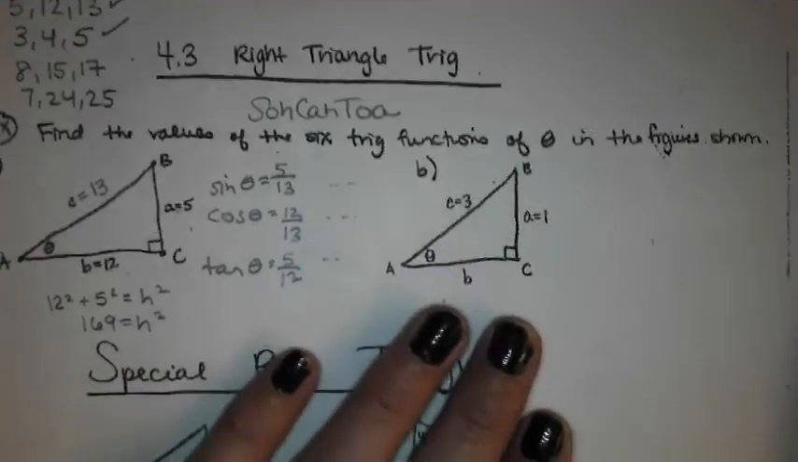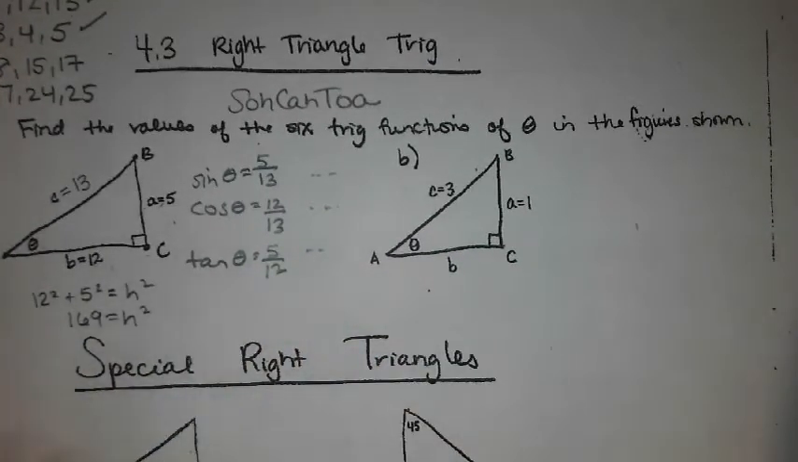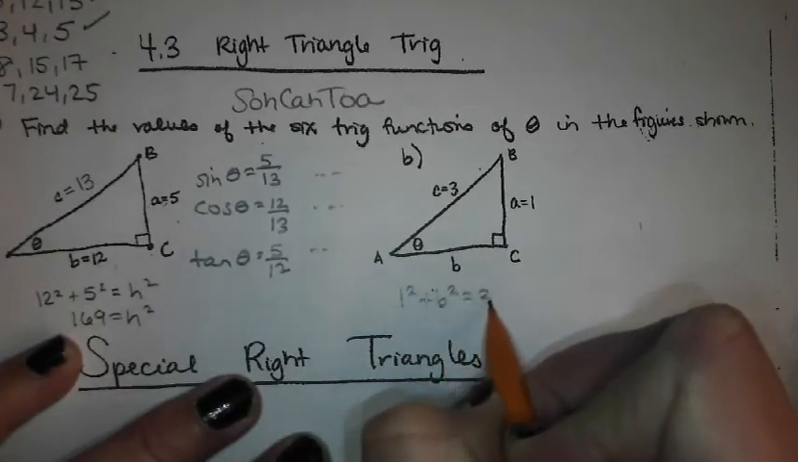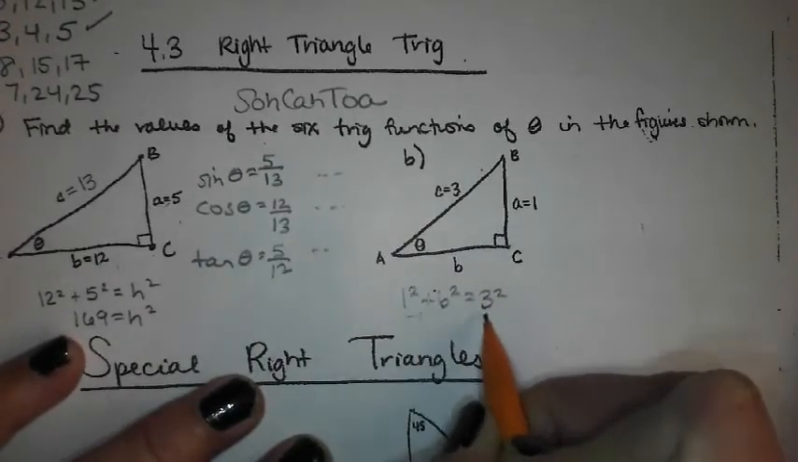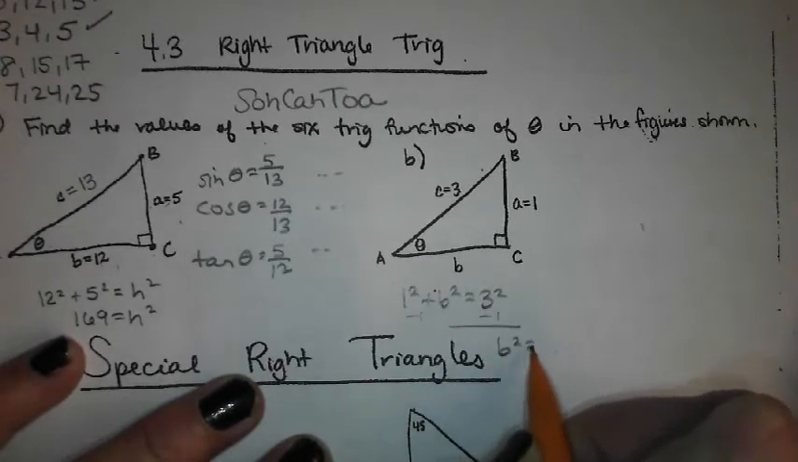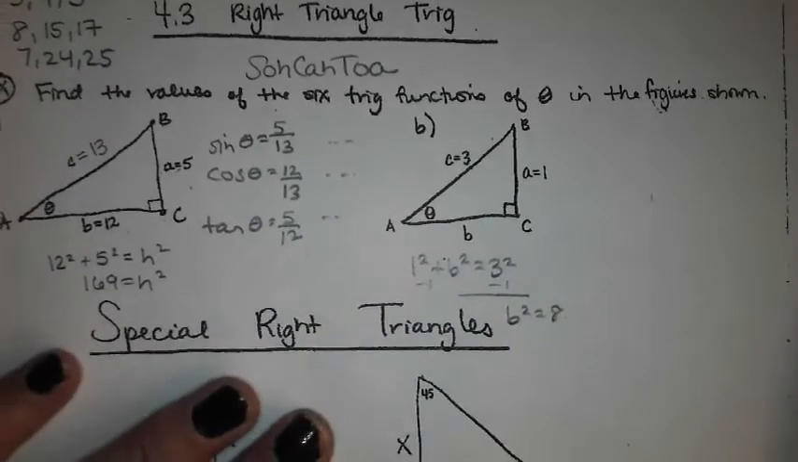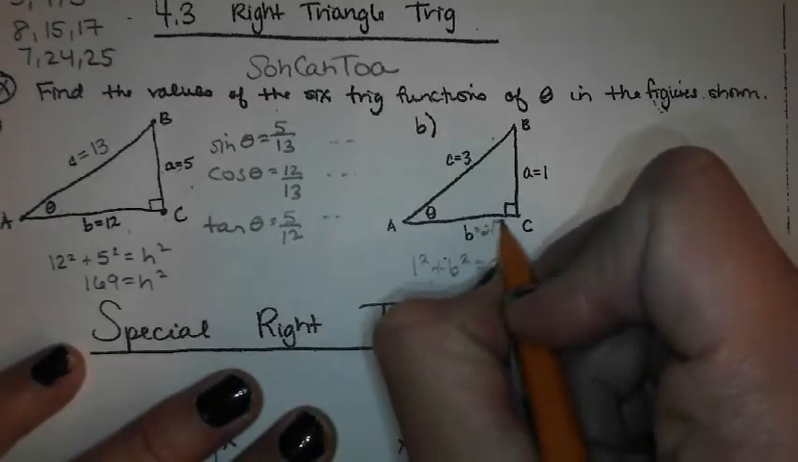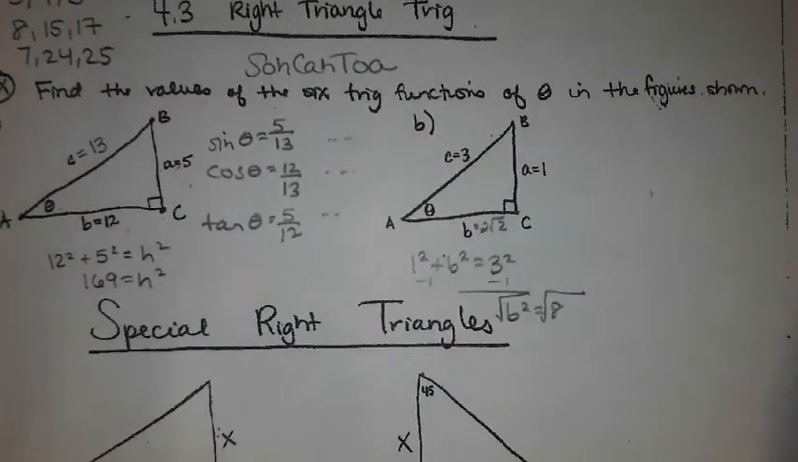B is a little bit more challenging because it's not a Pythagorean triple, but you're just going to set up 1 squared plus b squared equals 3 squared. Subtract your 1 from both sides. B squared is going to equal 8. Square root of both sides, and the square root of 8 reduces to 2 root 2. And then again, go through your sine, cosine, and tangent. Reciprocate all of those. Rationalize if necessary. That's all review. Yes? Okay.